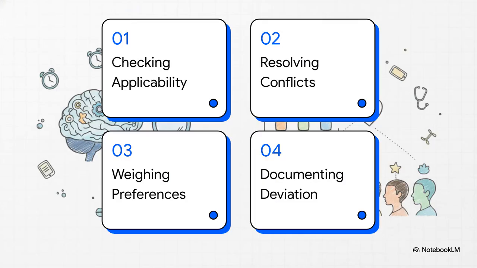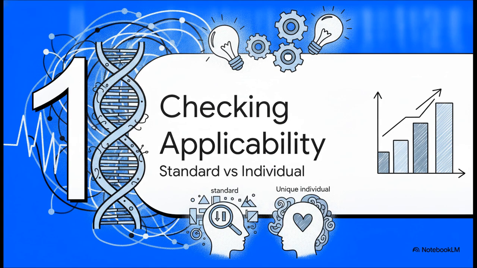To understand how this reasoning adapts, we're going to walk through a clear mental map of 4 specific cognitive personalization layers today. 1. Checking applicability. 2. Resolving conflicting evidence. 3. Weighing patient preference. And 4. Documenting deviation. So let's jump straight into Section 1, checking applicability. This sets the stage for what happens when standard medical evidence meets a unique individual.